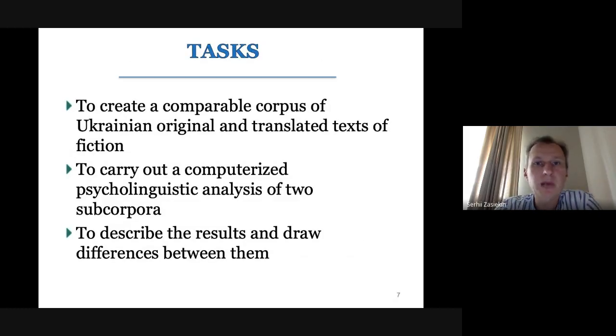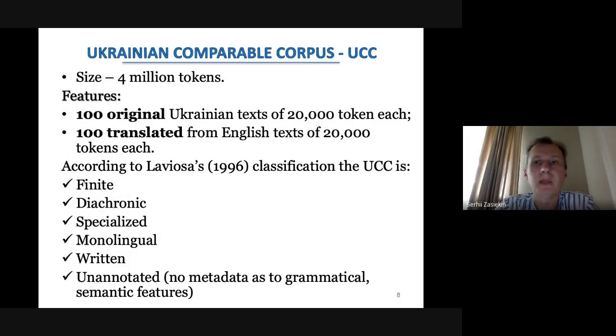There were three tasks to solve here. First, to create a comparable corpus of Ukrainian original and translated texts of fiction. It is called a comparable corpus. Second, to carry out a computerized psycholinguistic analysis of two subcorpora, and finally to describe the results and draw differences between them.